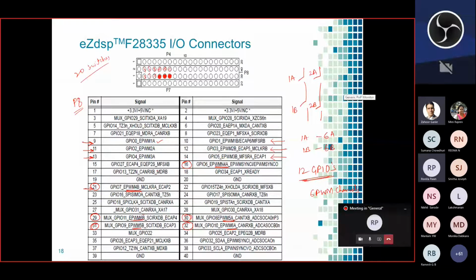and this can generate 1A, 2A, 3A, 4A, 5A, 6A. So 6 independent firing pulses, and the other 6 are their complementary. So only this we have. But in general we can use 12 GPIOs. So this is the pin description in general, but how we try to handle this, let us discuss in detail.